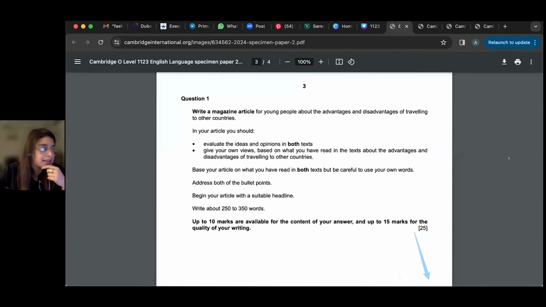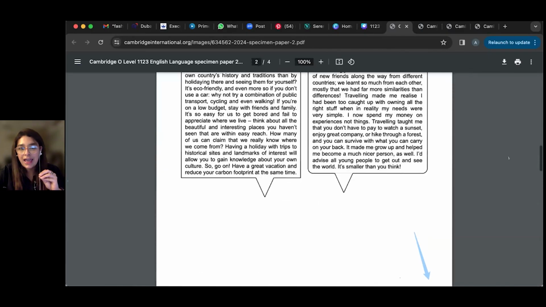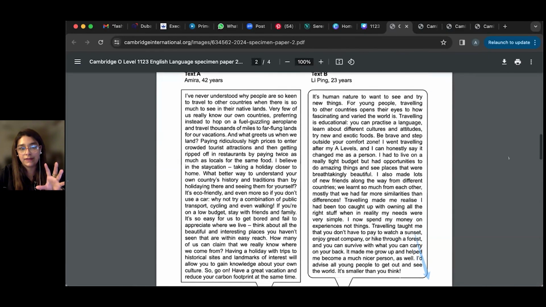And the question basically says that you are writing a magazine article for young people about the advantages and disadvantages of traveling to other countries. In your article, you should, number 1, evaluate the ideas and opinions in both texts. And number 2, give your own views based on what you have read in the text about the advantages and disadvantages of traveling to other countries. All right, so that's the question. I'm going to ask all of you to take a minute and quickly skim through both texts.